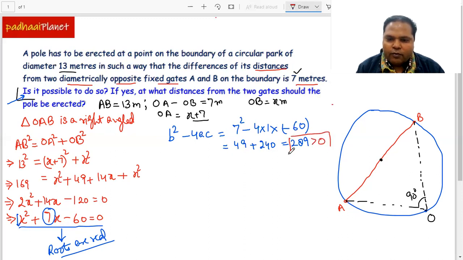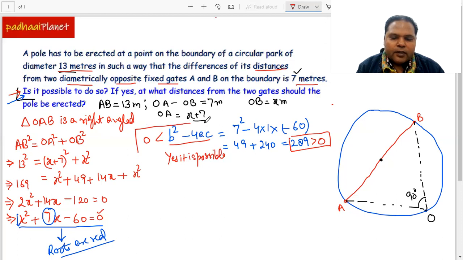So since the value of b square minus 4ac is more than 0, that means this particular equation has two real roots, right? So that means it is possible to erect the pole in such a way that the difference of its distances from the two gates is 7 meters and the diameter of the circular park would be 13 meters, right? So we have solved the first one. Yes, it is possible, because the value of b square minus 4ac is more than 0 and it's positive, right?